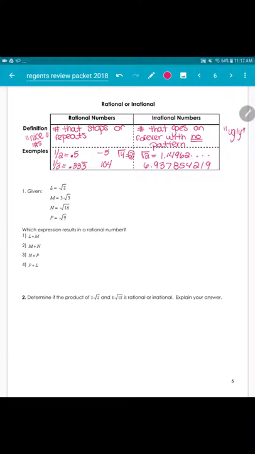So when we are doing example number 1, they give us a bunch of these numbers. Which expression results in rational? So we're looking for something that ends up like this. L plus M is square root of 2 plus 3 square root 3. M plus N is 3 square root 3 plus square root 16. N plus P is square root of 16 plus square root of 9. And I'm getting these numbers from here. And P plus L is square root of 9 plus square root of 2.